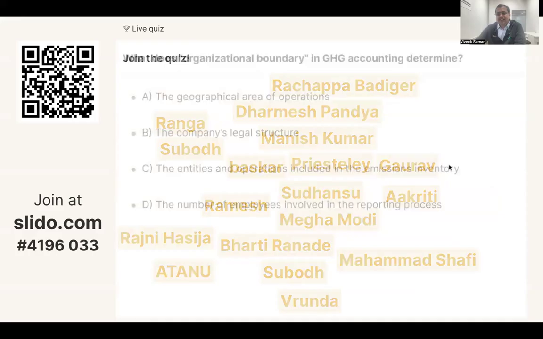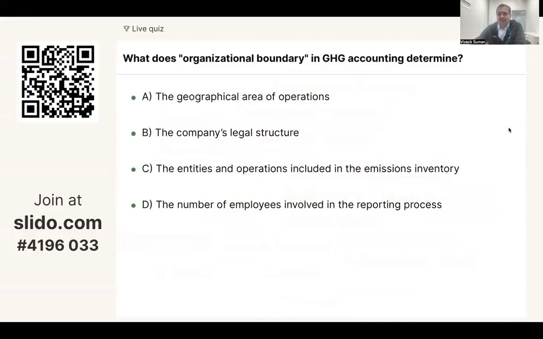Okay, so everybody is in. Let's start. What does organizational boundary in GHG accounting determine? What does it determine? In GHG accounting, organizational boundary, what exactly do you do? Do you check the geographical area of operation? Okay, I got Gaurang answering it. Wonderful. Or do you check the company's legal structure, the entities and operations included in the emission inventory, or is it the number of employees involved in reporting cases?